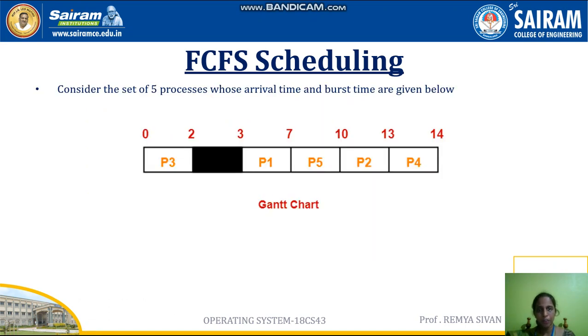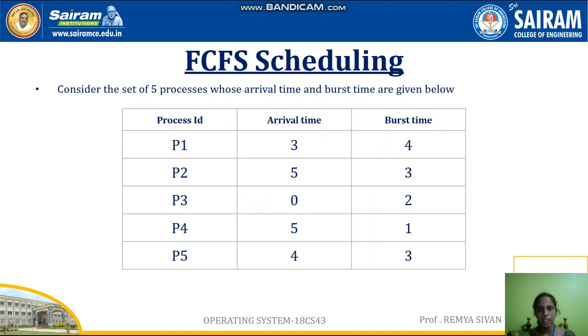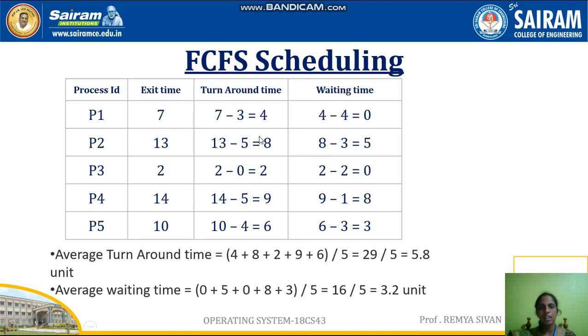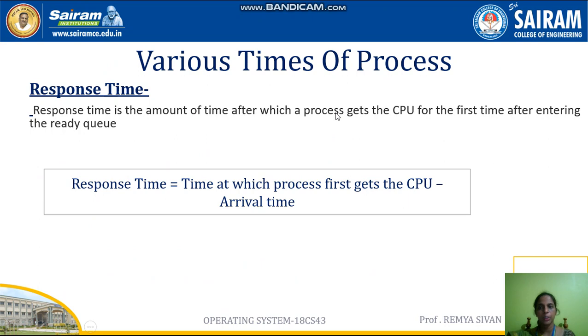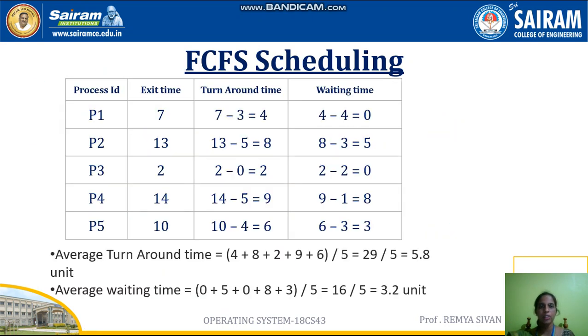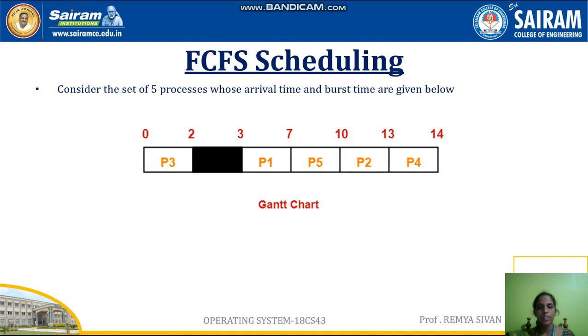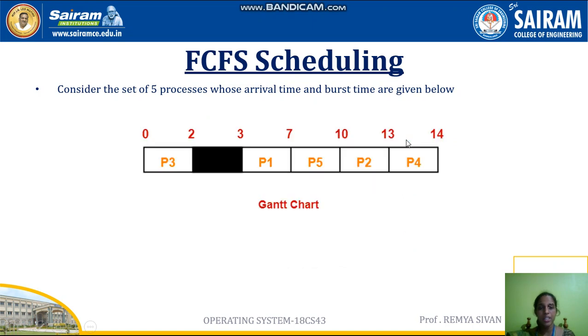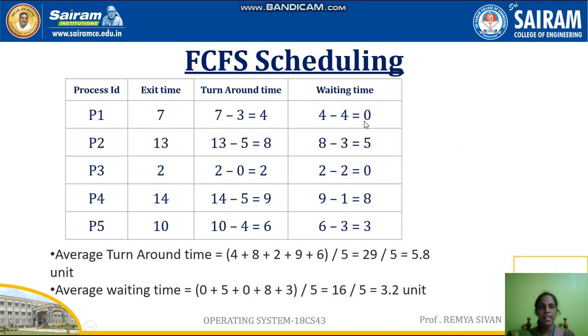The arrival time of P1 is 3 and at the same time it got the processor, right? So it's 3 minus 3, which is 0. Or you can use the equation to calculate waiting time: turnaround time minus burst time. Turnaround time of P1 is 4, burst time is 4, so 4 minus 4 is 0.